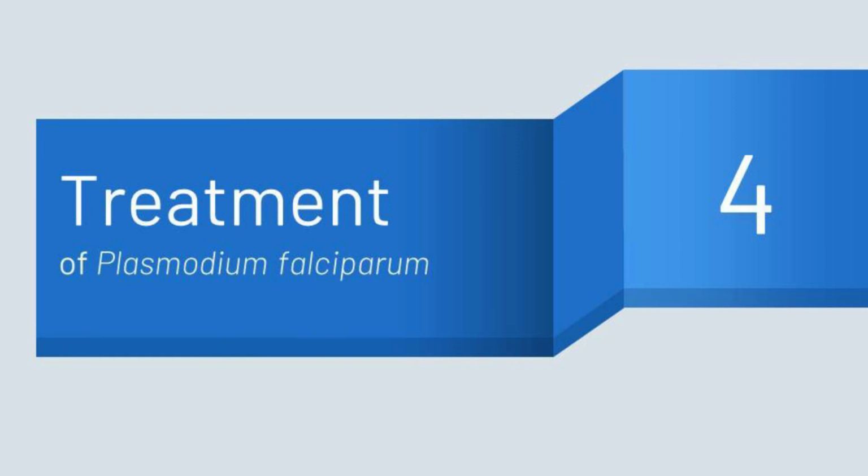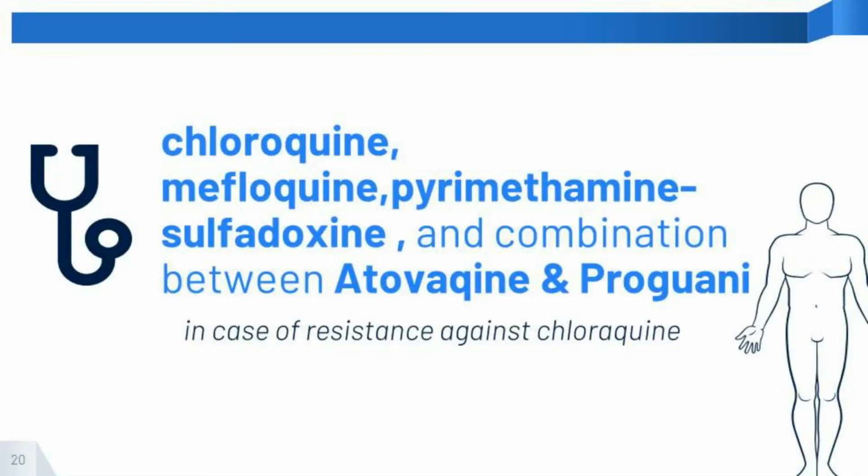So let's jump into the last part, which is the treatment of the Plasmodium falciparum. How can we treat persons infected with this parasite, the Plasmodium falciparum or malaria? There are drugs that can kill the parasite that causes malaria and can be used to treat and to prevent this disease. These drugs are called anti-malarials. Antimalarials include chloroquine, mefloquine, pyrimethamine, sulfadoxine, and also the combination of atovaquone and proguanil in case of resistance against chloroquine.